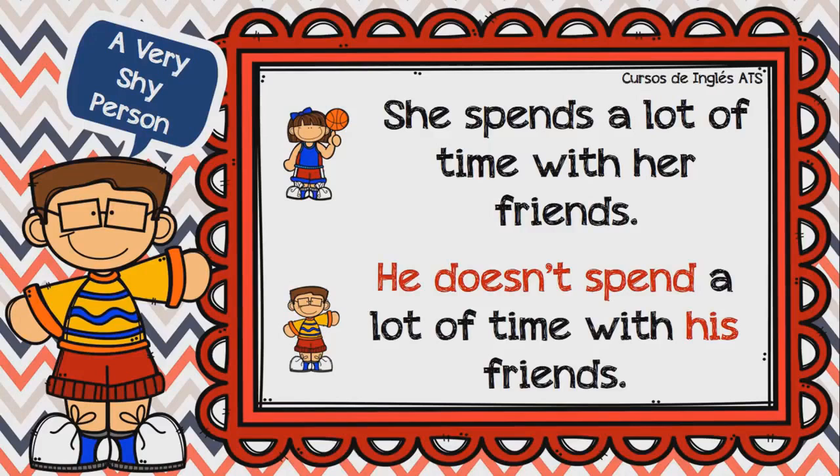He doesn't spend a lot of time with his friends. Como viste, la oración de Alice es afirmativa, pero la oración de Sheldon tiene que ser negativa. He doesn't spend a lot of time with his friends. Las palabras que cambiamos fueron he doesn't spend y abajo his. He doesn't spend a lot of time with his friends.